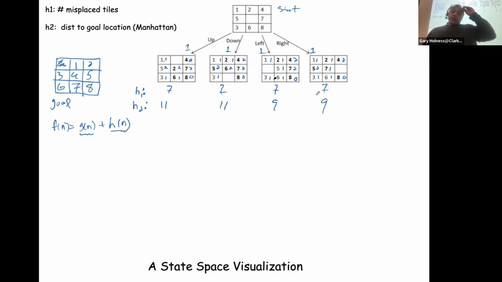Okay. So in this case, our f of n equals g of n plus h of n. This f of n returns for h 2, let me just write it next to it. That's 12. This is 8. This would be 8. That would be 12. This would be 8. This would be 10. This would be 8. And this would be 10.